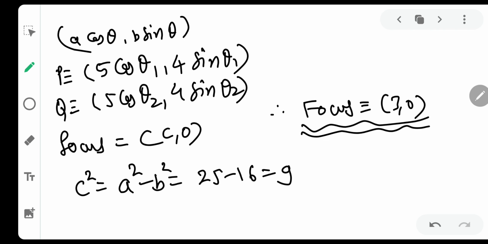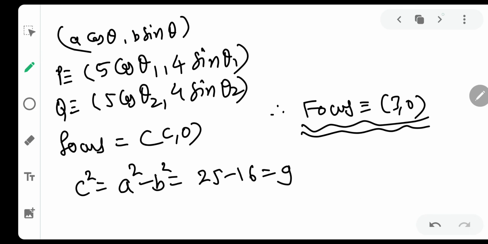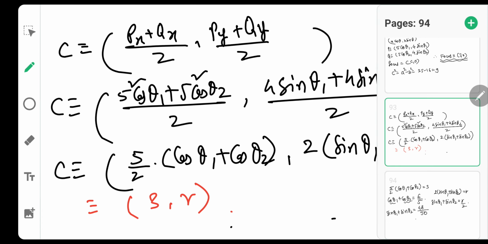Now let us move ahead. What have they given us further? We have obtained the conditions between theta 1 and theta 2. They want us to calculate the slope of PQ. Nice. So how to get that, we will have to see.